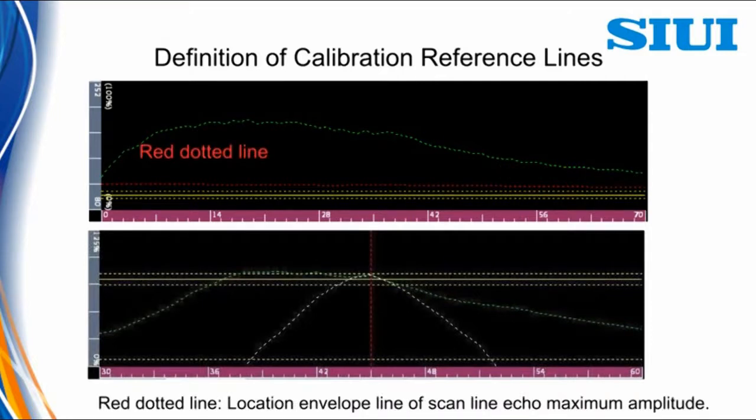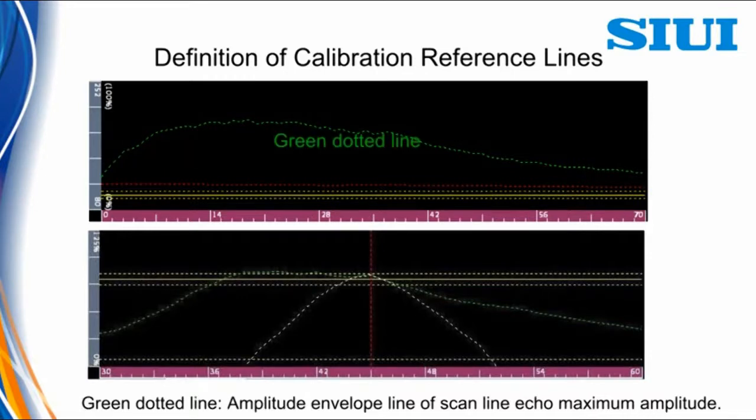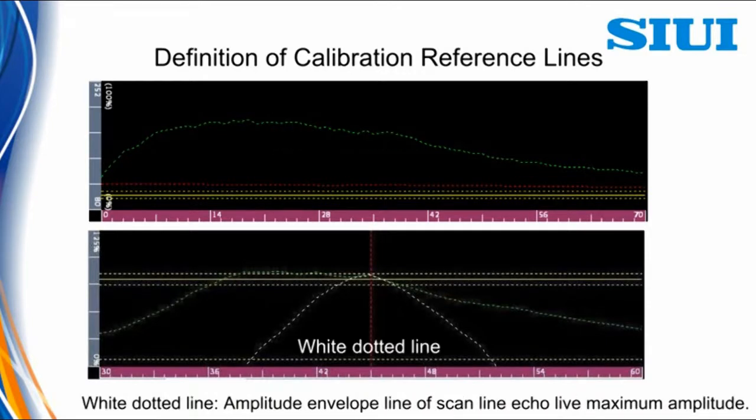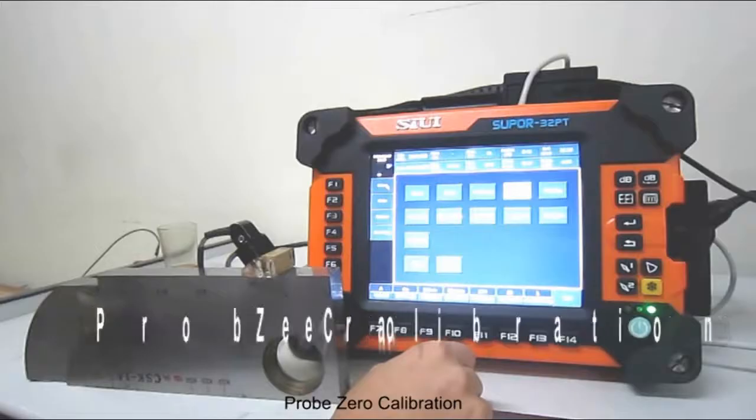Red dotted line, location envelope line of scan line echo maximum amplitude. Green dotted line, amplitude envelope line of scan line echo maximum amplitude. White dotted line, amplitude envelope line of scan line echo live maximum amplitude.